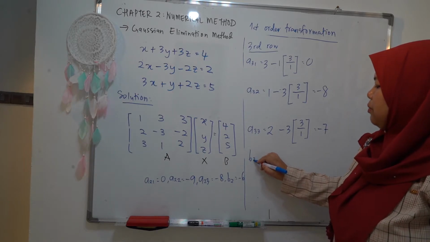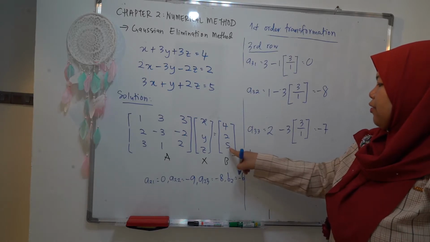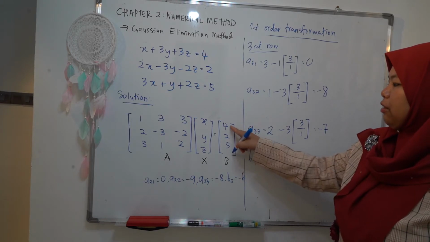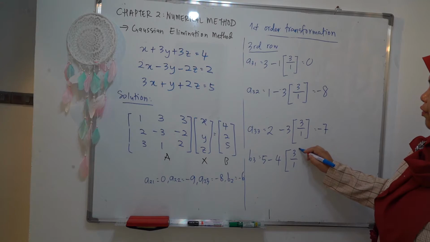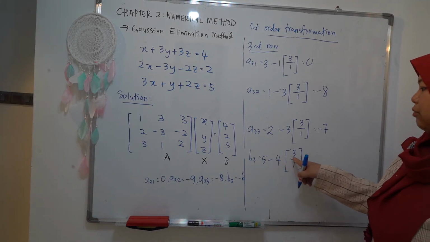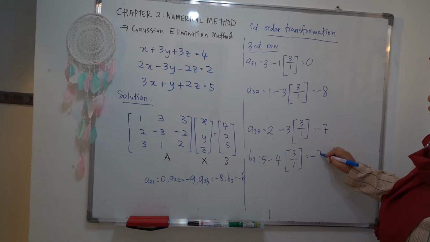The last one is B3. B3 is 5, so I have to minus 4, and I times with 3 over 1. 5 minus 4 times 3, so I will get negative 7.